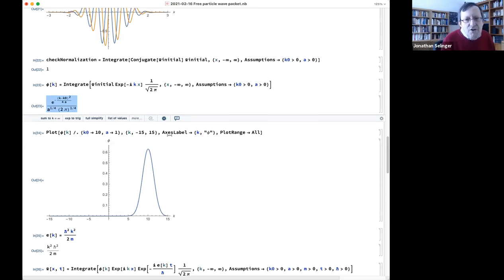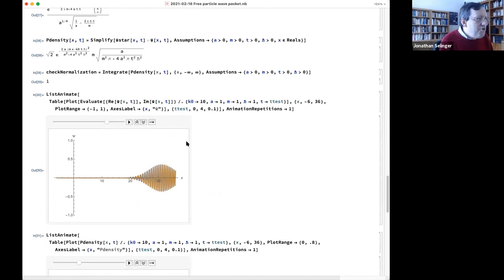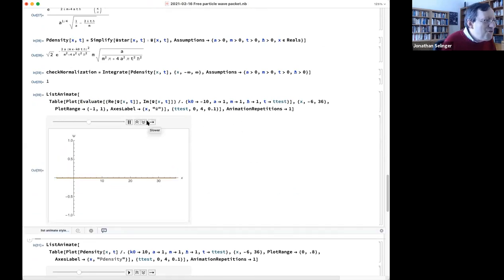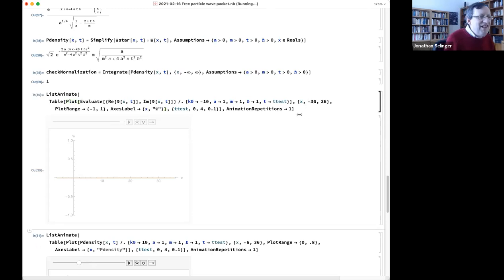And so let's try that. I'll do the movie and I'll just put in k naught as negative 10 instead of positive 10. So let's make the movie again. And oops, it goes off the screen because I have the wrong range. Let's do a bigger range of x, minus 36 to 36.